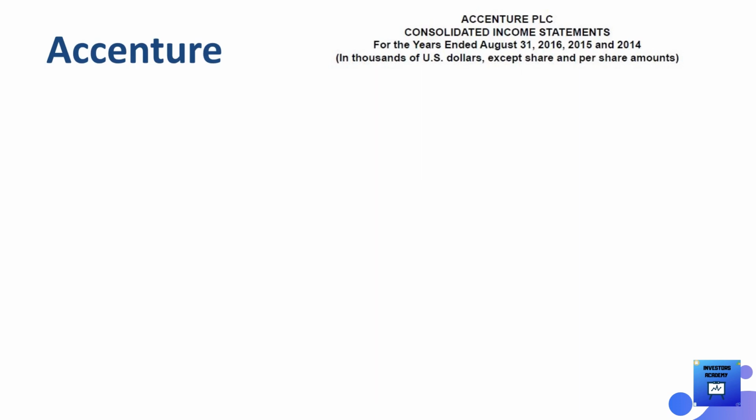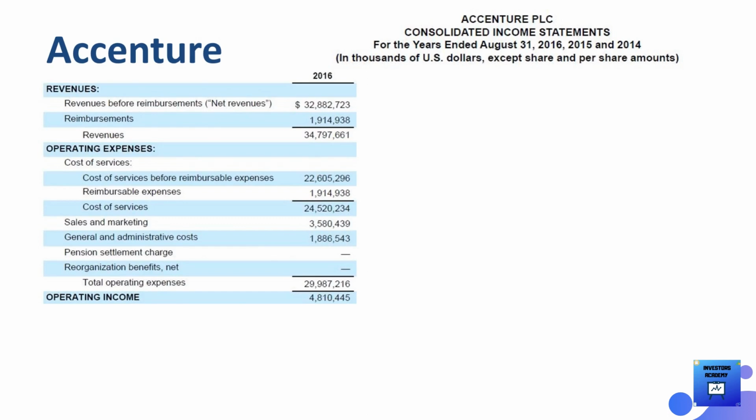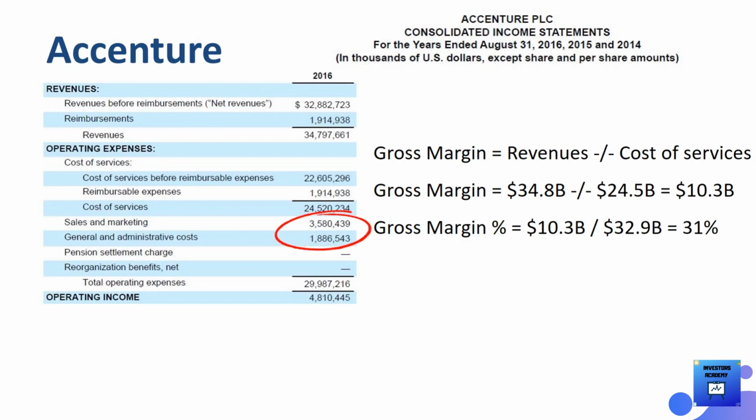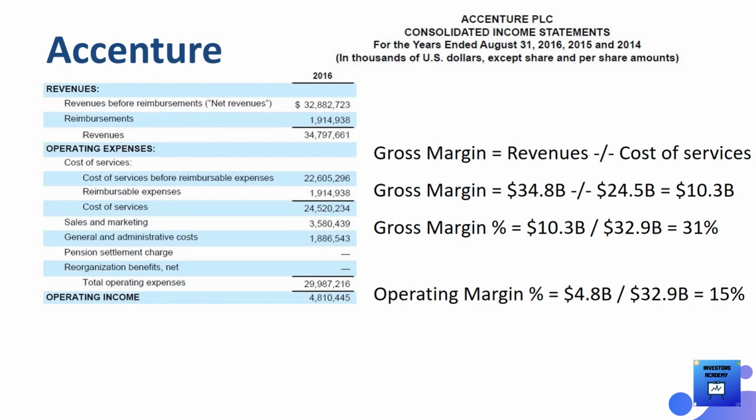Accenture's financial year ended on August 31st, 2016. In the 12 months of their fiscal 2016, they generated 32.9 billion in net revenues and 4.8 billion in operating income. Gross margin is not mentioned in this overview as a separate line item, but we can calculate it by taking revenues minus cost of services. Gross margin is $10.3 billion or 31% of the net revenue. Sales, marketing, general and administrative expenses take up 16% of revenue, therefore operating margin is 15% of revenue.